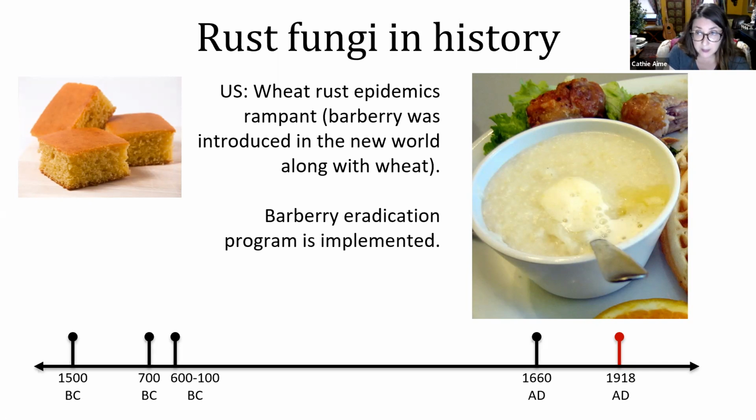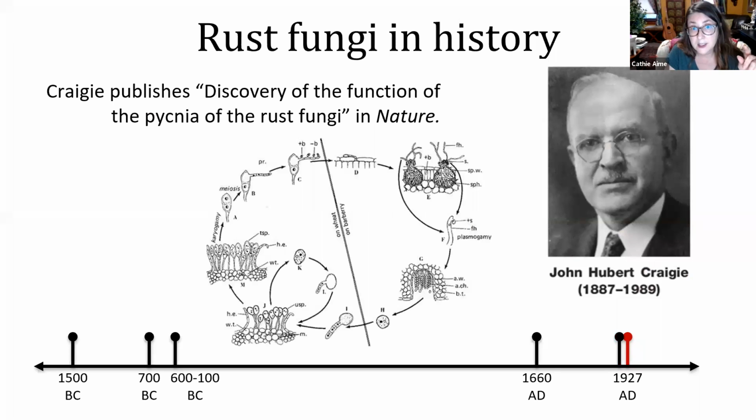And that was the main tool that we had for reducing epidemics. It didn't entirely eradicate the rust disease because new infections would blow up from Mexico every year, but it reduced the severity of disease here in the United States. And then something really important happened.